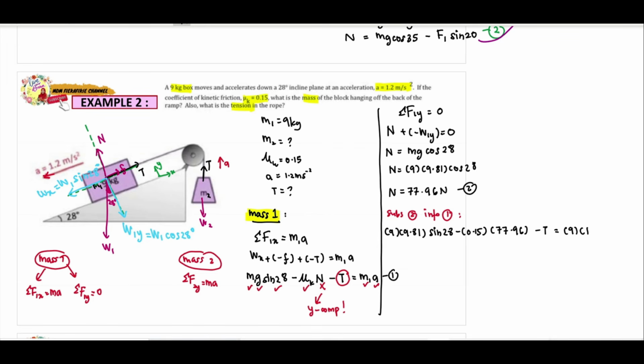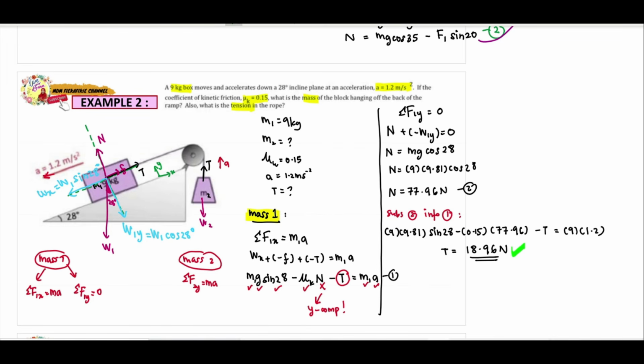A soalan dah bagi 1.2. Daripada sini, kita hanya tinggal satu saja unknown. So, selesaikan, kita akan dapat T is equal to 18.96 Newton. Okay, so inilah jawapan kita. And then, kita nak cari juga what is the mass of the hanging block.